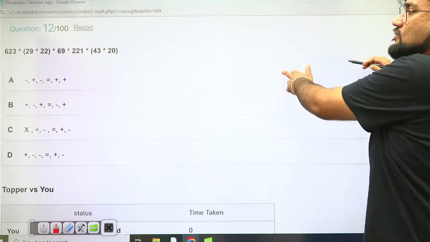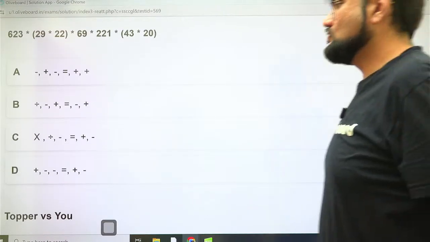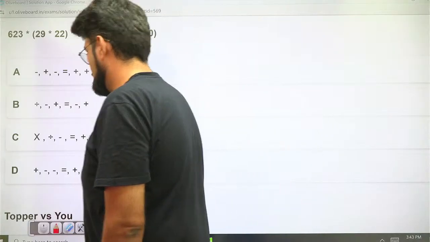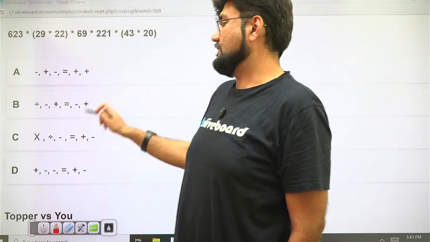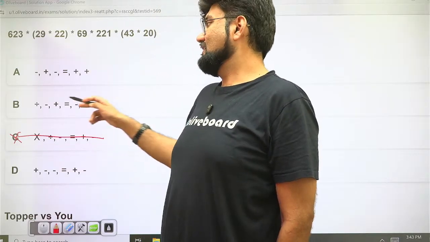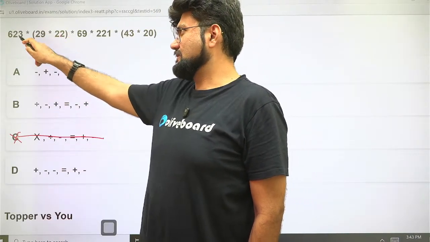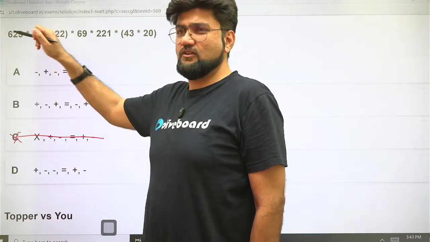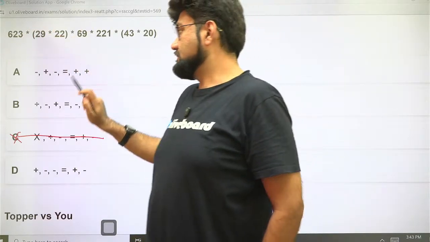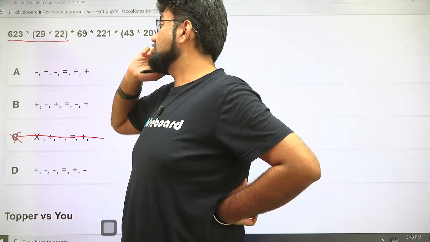Okay. Correct combination of signs. Question number 12. So see, we have two options with division sign in them. We'll just clarify with them first. 29 divided by 22 is not making sense. So this is gone right away. 623 divided by 29 minus 22 is 7. So this is divisible by 7 because 3 double is 6, 62 minus 6 is 56. It is divisible by 7. 56. So 623 divided by 7 will give me 89.